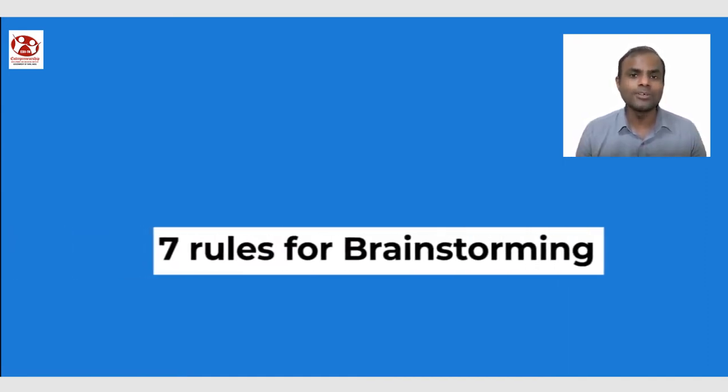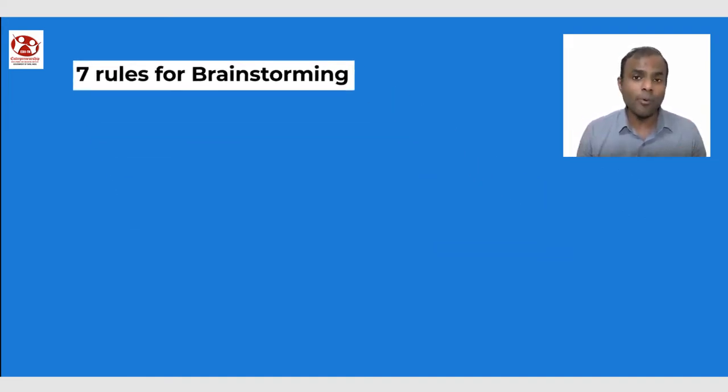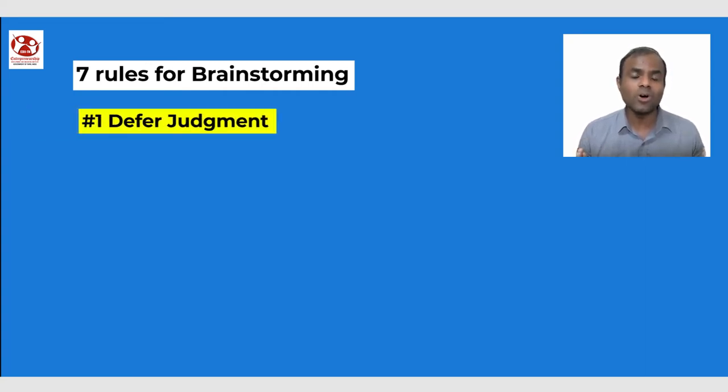Even before you start with your brainstorming session, remember to follow these 7 rules, which will help you to make your brainstorming session highly effective and come up with possible solutions. The rule number 1 is when you brainstorm, do not pass judgment upon each other's ideas. Let the ideas flow and encourage each other's ideas rather than cancelling them out straight away.